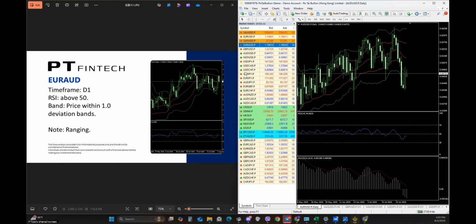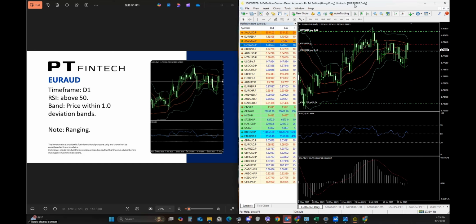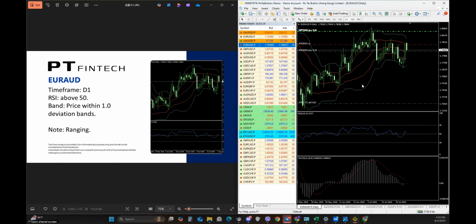PTips uses the RSI and two different Bollinger bands. The RSI is right over here, and over here there are two different Bollinger bands. It's basically a 1.0 deviation and then a 2.0 deviation band.